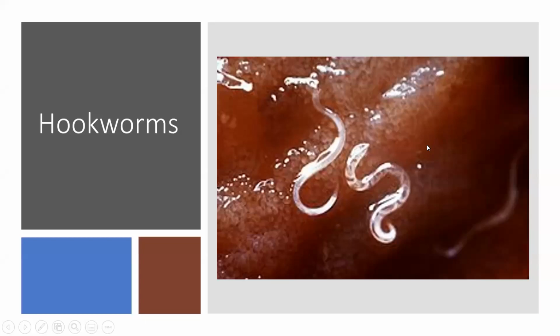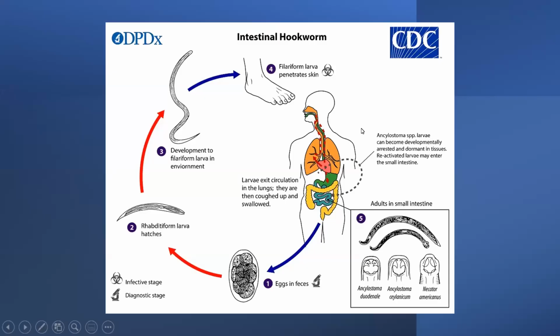Then we've got hookworms. So we're just talking about roundworms. Now we're going to talk about hookworms. This is a hookworm that is in the intestines of a dog. And these actually just penetrate through your skin.